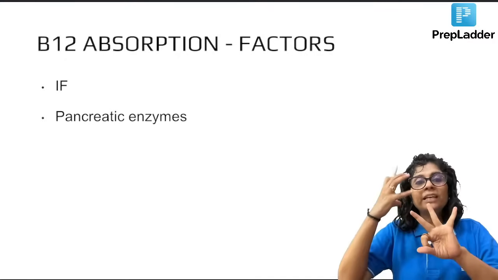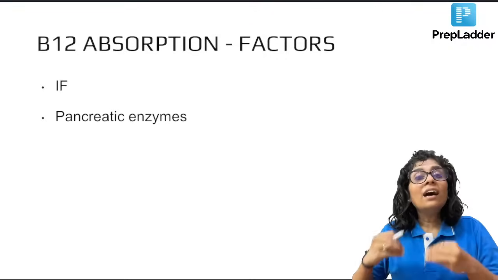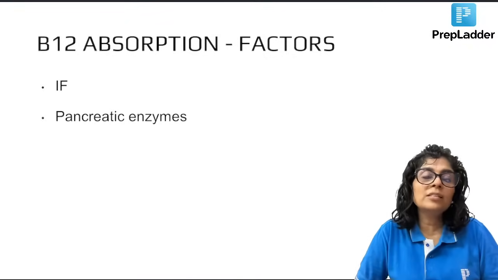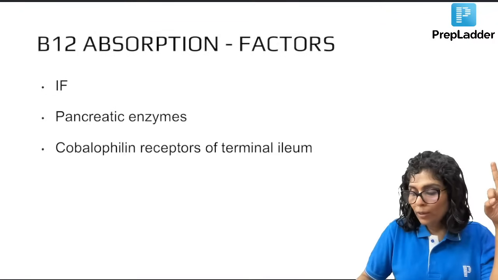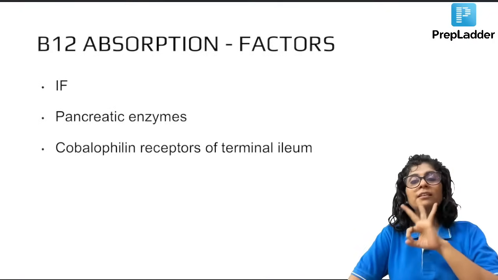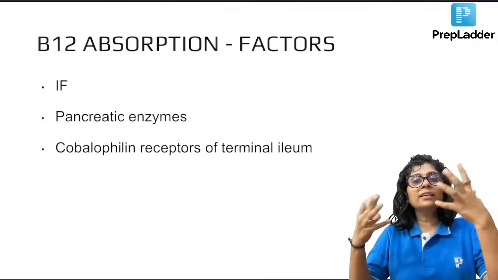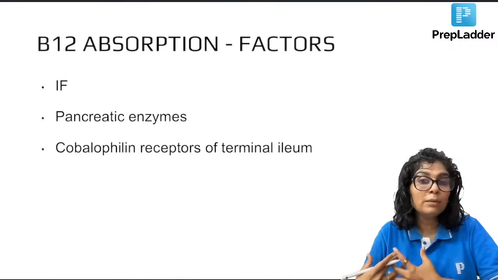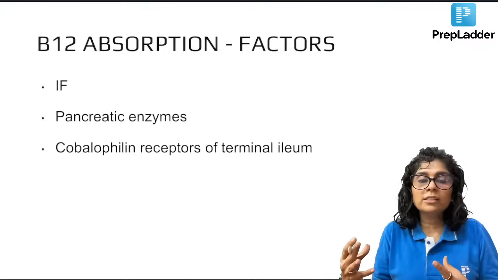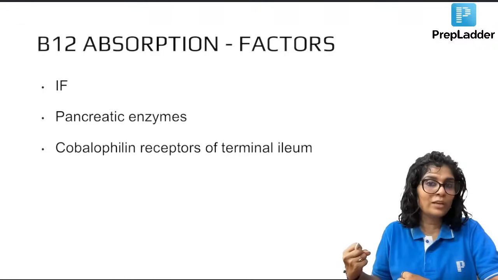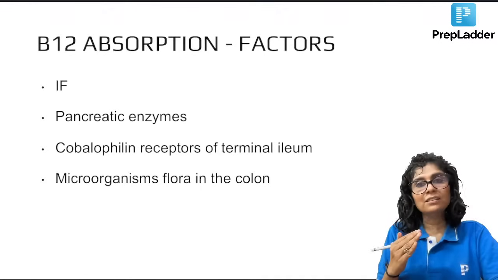Third is, now B12 has reached the terminal ileum. It gets absorbed in the terminal ileum after binding to cobalamin receptors present there. So the third factor is cobalamin receptors in the terminal ileum. Even if everything is fine, there is intrinsic factor, there is pancreatic enzyme, the terminal ileum is good, even then, if the colon is loaded with microorganisms, microorganisms utilize B12, causing B12 malabsorption. So these are the factors.